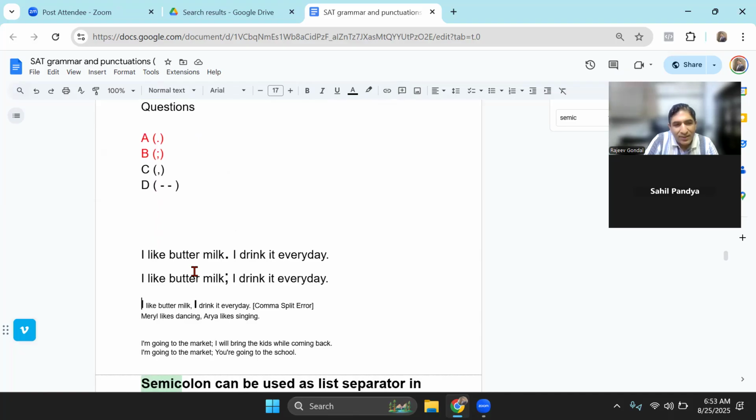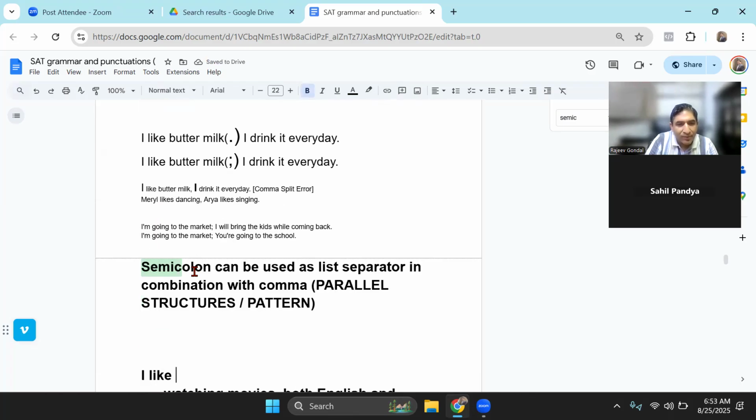So as you can see in these examples, I like buttermilk. I drink it every day. You can put a period there. You can put a semicolon there. Both are correct, right? We have already seen this. So this thing you are clear with. This is where we are going to use it as a super comma. So here you can see semicolon being used as a super comma.